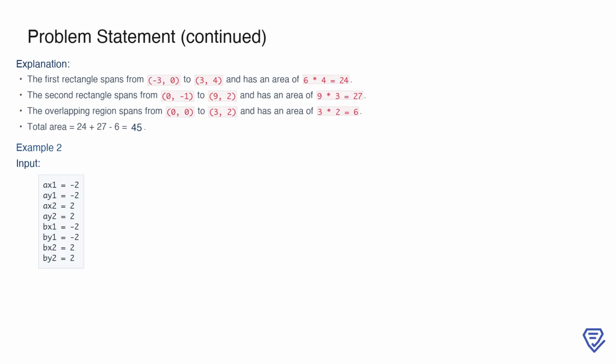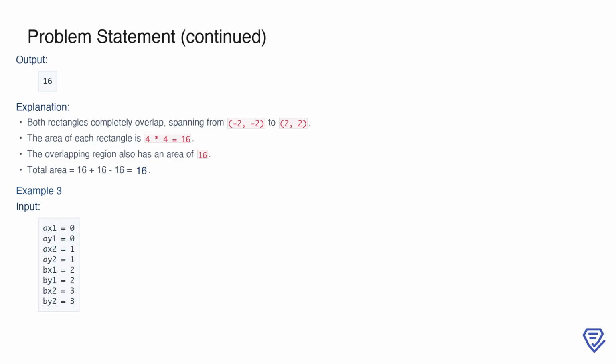In another example, the input is x1 equals -2, y1 equals -2, x2 equals 2, y2 equals 2 for both rectangles. Here, since both rectangles are identical, they completely overlap. Each rectangle spans from (-2, -2) to (2, 2), and has an area of 4 times 4 equals 16. The overlapping region, which is the entire rectangle, also has an area of 16. Therefore, the total area covered by the rectangles is 16 plus 16 minus 16 equals 16.